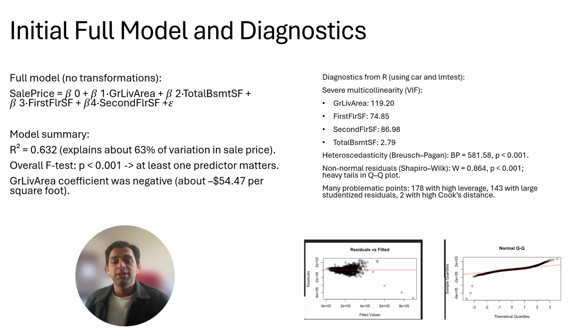We looked at a Breusch-Pagan test and it showed signs of heteroscedasticity, and we conducted a Shapiro-Wilk test and found evidence of non-normal residuals. Using Cook's distance, we found a number of highly influential points. We also found high leverage points and outliers. So the initial model violated several key assumptions, and we need to fix that before we can interpret.